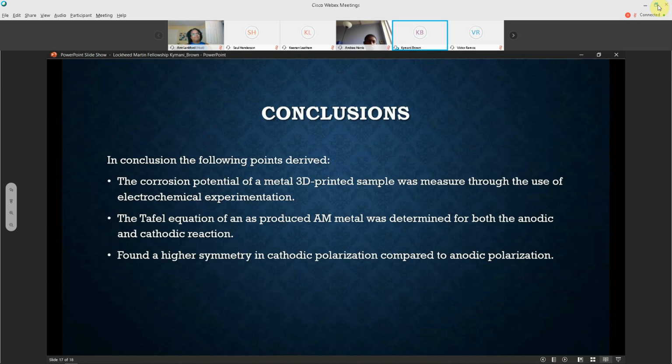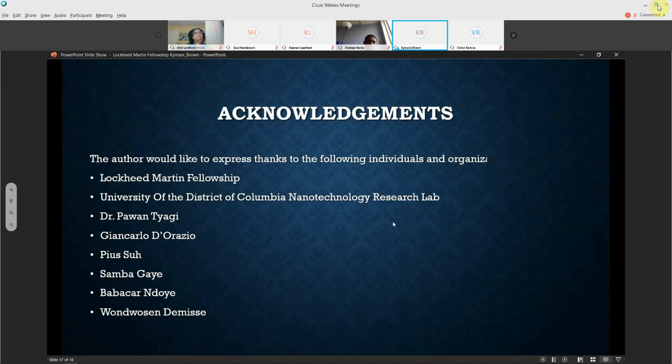So, from the results gathered, we came to the conclusion that the corrosion potential of a metal 3D printed sample was measured through the use of electrochemical experimentation. The Tafel equation of an as produced AM metal was determined for both the anodic and cathodic reactions. And it was also found that the cathodic polarization had a higher symmetry when compared to the anodic polarization.